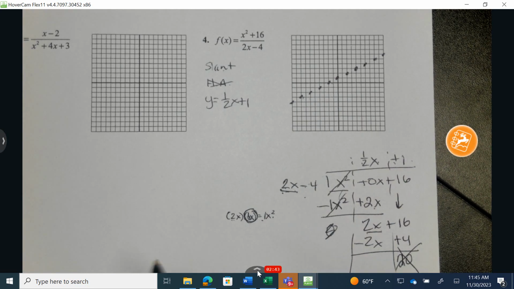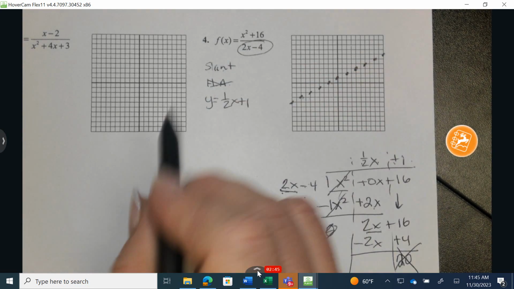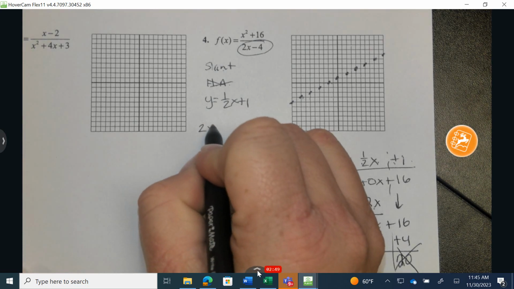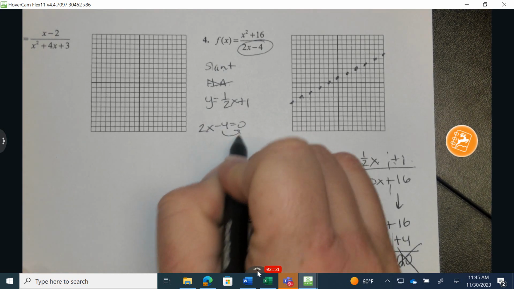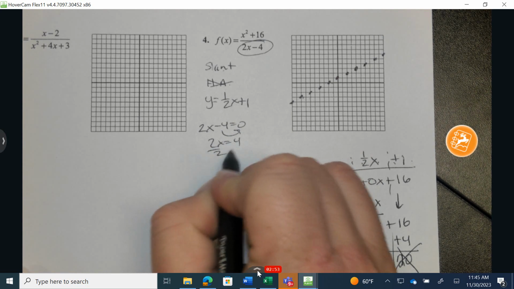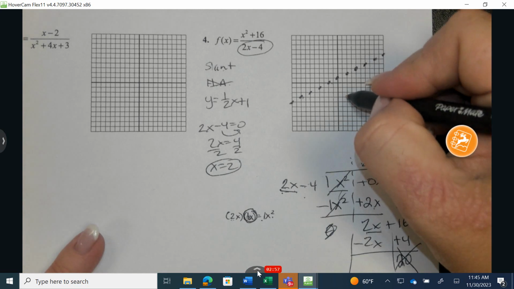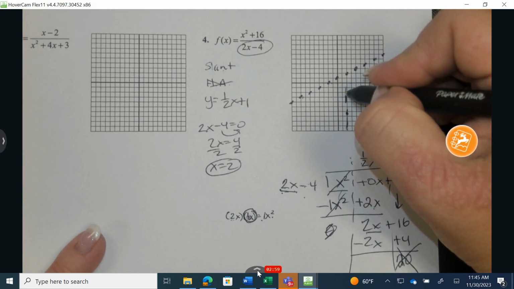Okay, let's now identify the equation of the vertical asymptote. So for the vertical asymptote, I'm going to take the denominator, set it equal to 0 and solve. I'm adding 4 to the opposite side, dividing by 2, and I get an equation of x equals 2. That is going to be the vertical asymptote.